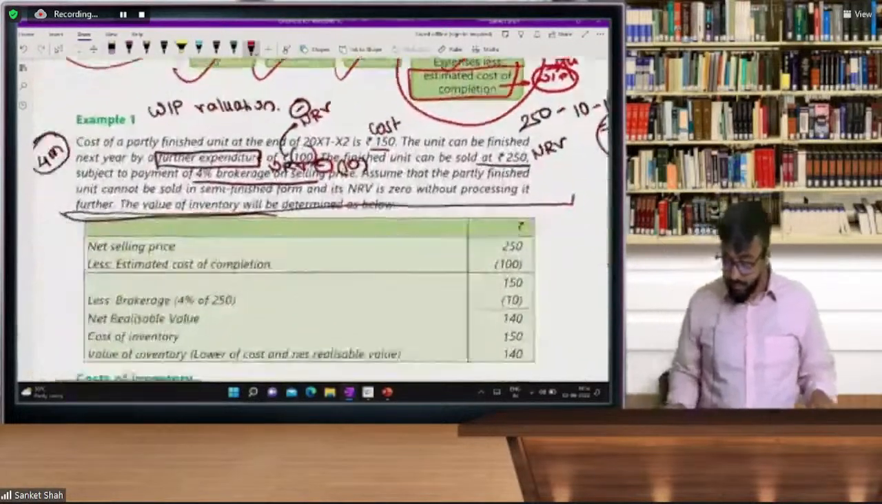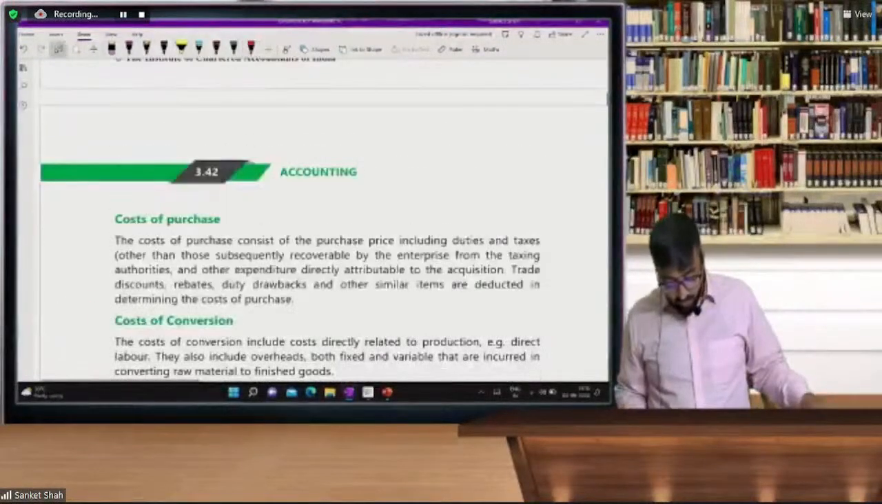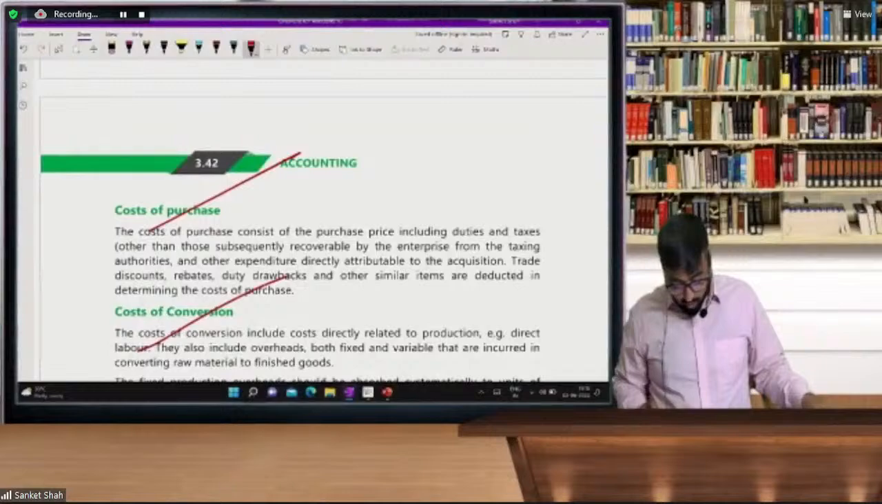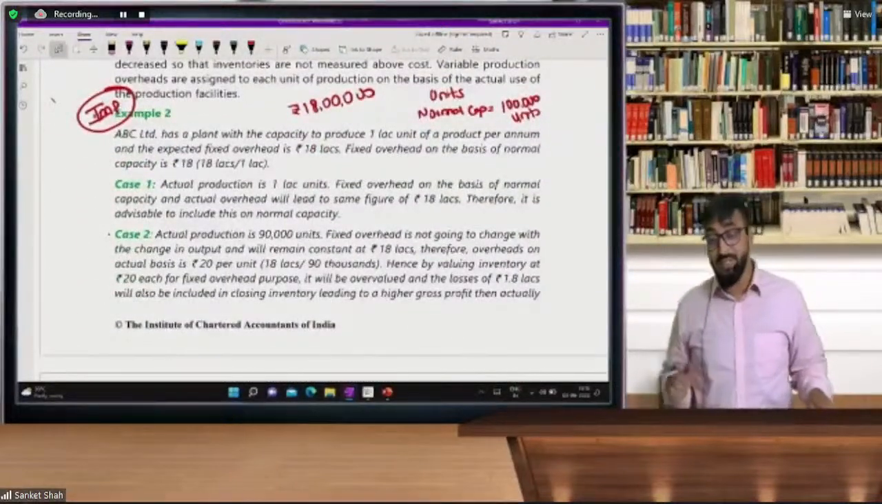So we covered this question, example number 1. Cost of inventory, I already covered that. Cost of inventory: cost of purchases, cost of conversion, material, labor, and overhead. Overhead, I have given you the simplest way.